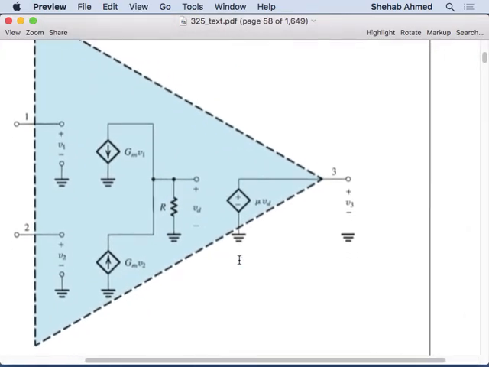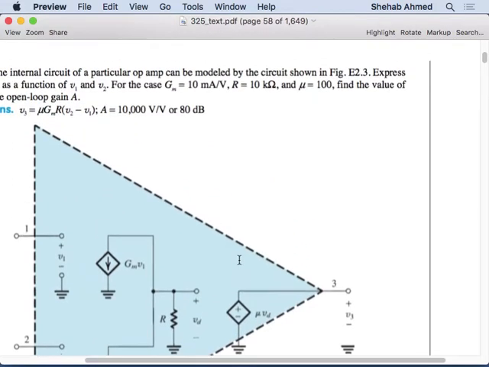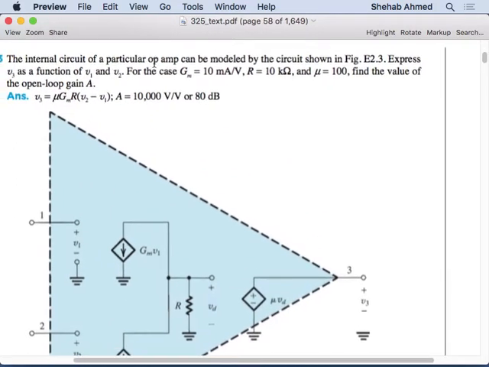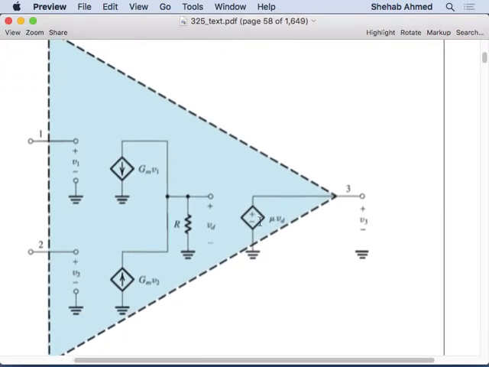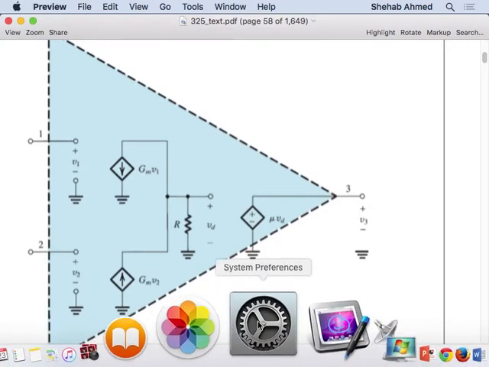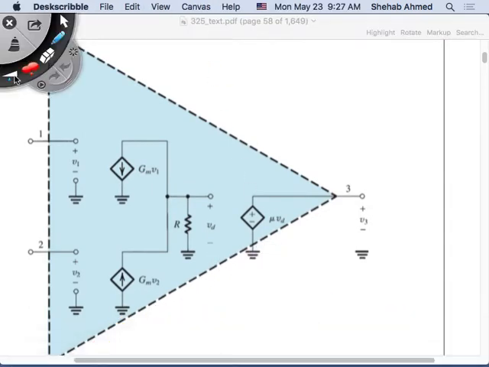So this is a simple equivalent circuit of an amplifier, and what they're asking for here is, the internal circuit of a particular op-amp can be modeled by the circuit shown here. Express V3 as a function of V1 and V2. So first they want an expression for the output voltage. We know that the output voltage is equal to what? How do we calculate the output voltage? V3 is equal to what?